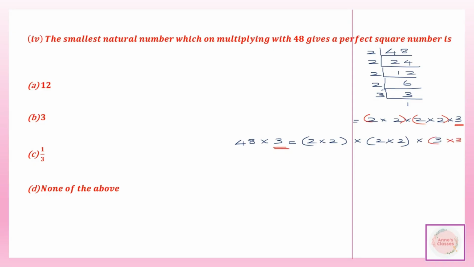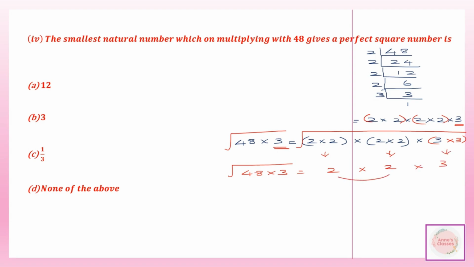So here we have a pair now. Now we can find the square root. To find the square root of 48 into 3, we have to write all these factors inside. And then, what do we do? We take 1 from each of these pairs. So that will be 2 into, take 1 from here, 2 into 1 from here, that's 3. That is, 2 2's are 4, 4 3's are 12.